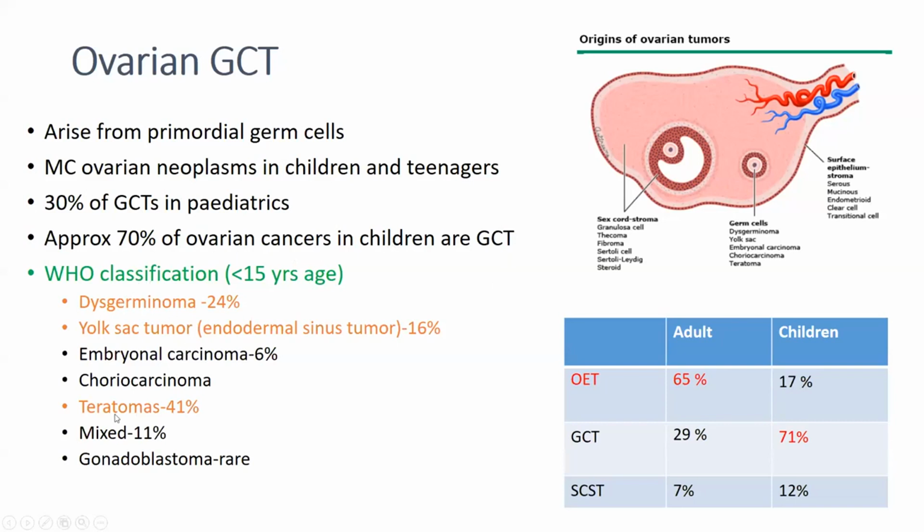So this is the WHO classification for children less than 15 years of age. Teratoma is the most common, approximately 40%, followed by dysgerminoma in 25% and yolk sac tumor in 15%. Then embryonal carcinoma, choriocarcinoma, mixed tumor or gonadoblastoma are seen rarely in children.